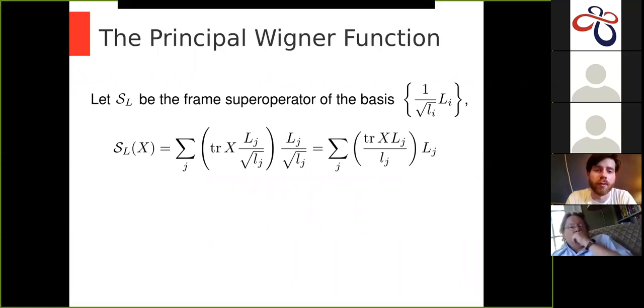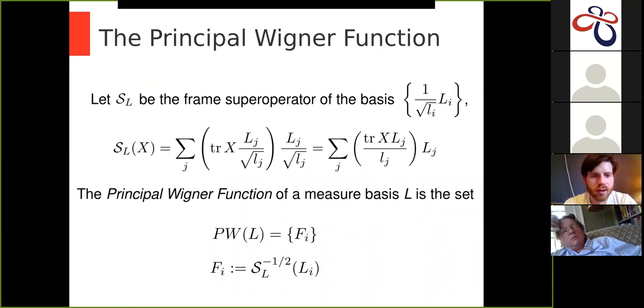And if you don't know about the frame superoperator, then you can just take this as it goes. So basically, let S_L be the frame superoperator of a rescaled basis. The measure basis is L. This is L rescaled by 1 over the square root of each of the bias elements. Then the frame superoperator of that acts as follows. X is an operator, and on the right-hand side, we have another operator, hence superoperator. And then the principal Wigner function, which works for any biased measure basis, is the set that you obtain by taking the half inverse superoperator acting on each of the basis elements.